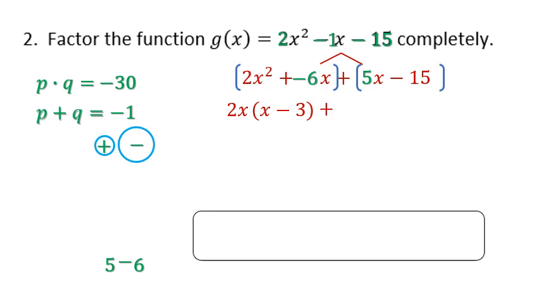Plus whatever I get over here. What do these have in common? Well, 5 is what they have in common. Divide each of those by 5. That's going to leave me with x minus 3.